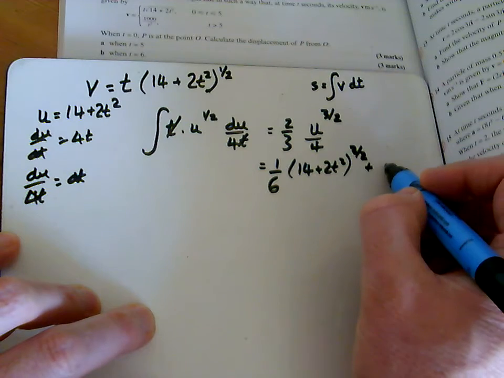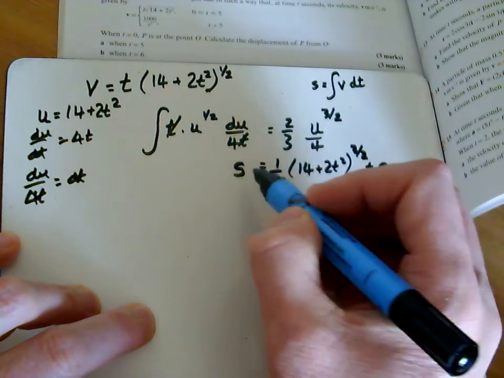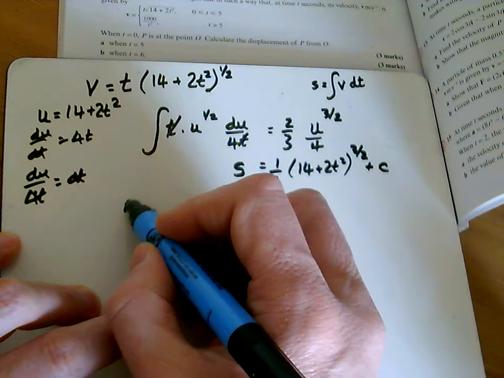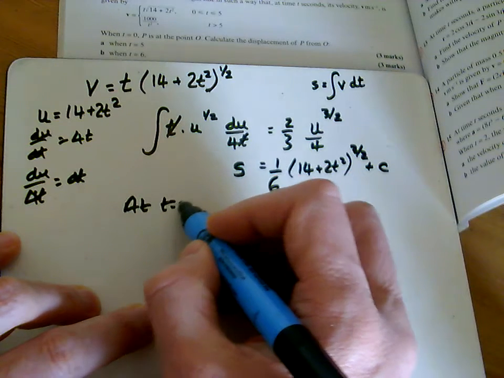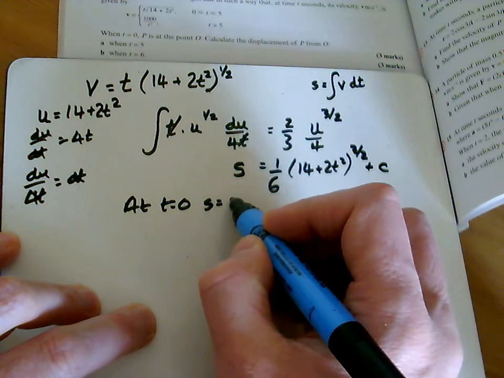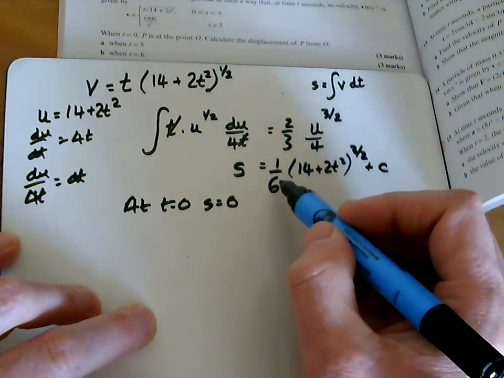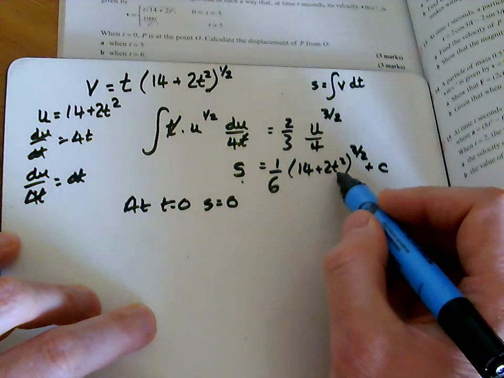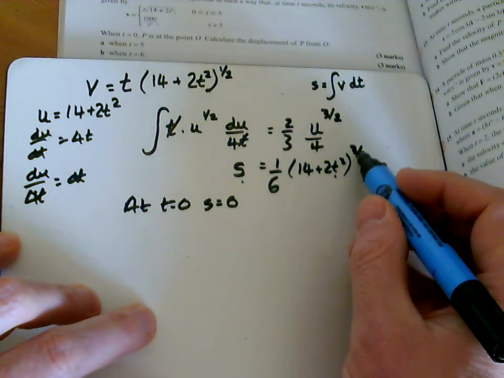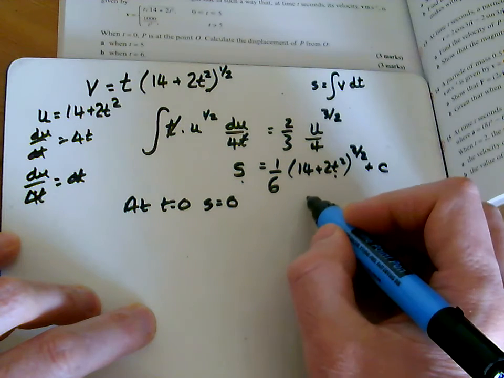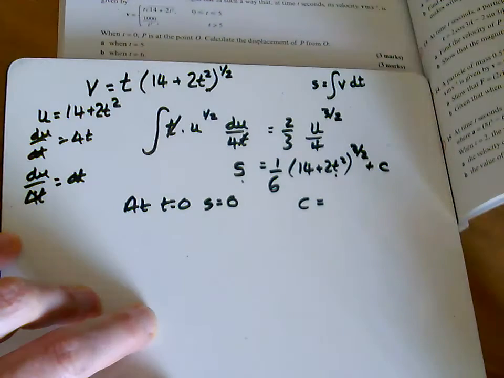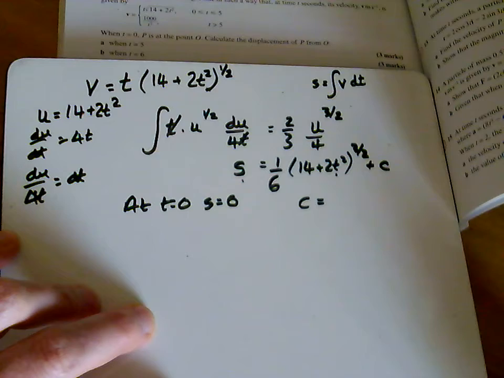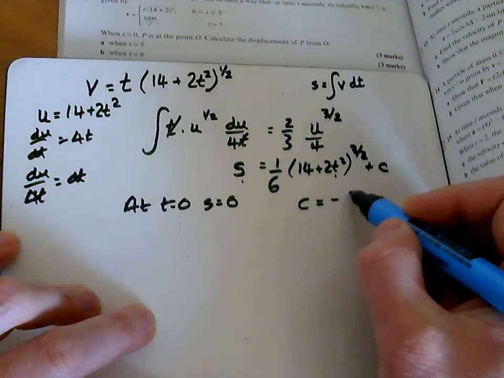Now, you've got to remember the plus c. So now let's find out what the plus c is, because at t equals 0, the distance is 0 as well. So putting a 0 into all of that, a 0 in here and a 0 in there, we're going to get 14 to the power of 3 over 2 divided by 6. And so c, just going to grab my calculator, c is minus 8.73.